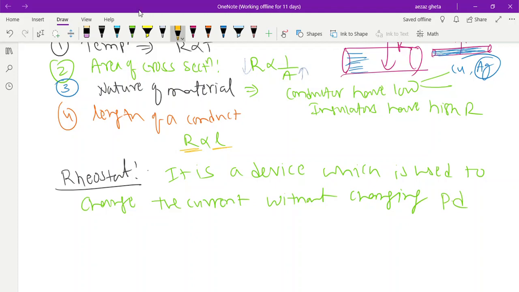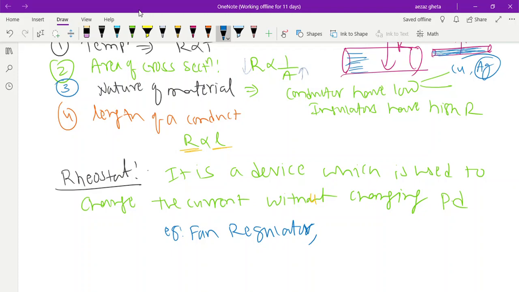See, one device is used to change the current. Normally current is dependent on potential difference, but here they are telling that rheostat can change the current without changing potential difference. So how can it do that? By changing resistance. You know that example, this we are using in fan regulator, or wherever the fans are there, a wall fan or any, even in coolers, where there will be a knob to increase or decrease the speed. So how do they increase or decrease the speed? By changing resistance. Rheostat is used.